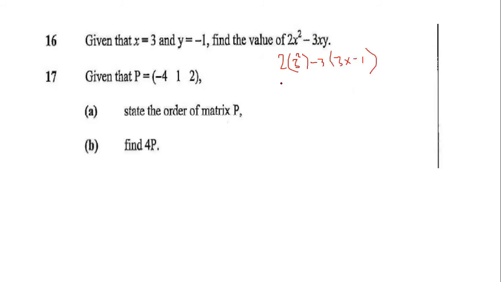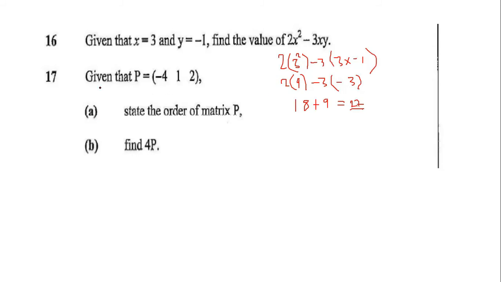So here we continue. This one will be 2, 3 squared is actually 9. Okay, then this is minus 3, then 3 multiplied by -1 is -3. All right, we continue. 2 times 9 gives us 18. Negative times negative will give us plus, so this is plus 9. When we add plus 9, this is supposed to give us 27. So the answer was actually 27.